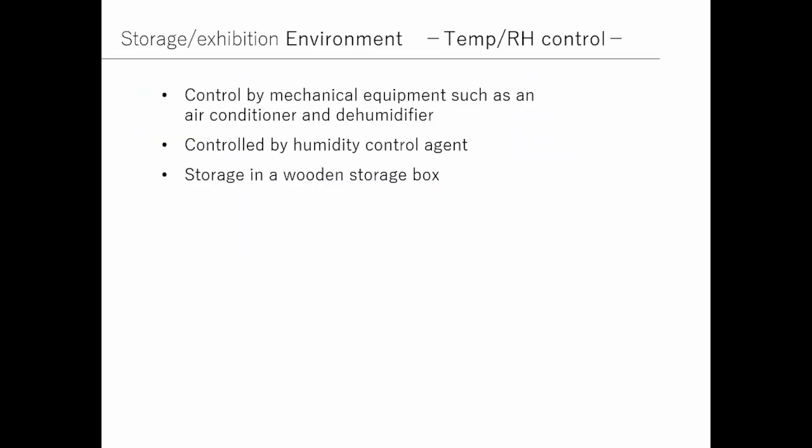I will now show some examples of how to control temperature and especially relative humidity. However, please note that the methods introduced here are designed for conditions of the Japanese climate. First, the most common technique is to use mechanical equipment, such as air conditioning and dehumidifiers. Next, the use of a material agent to control humidity, in combination with mechanical equipment, is common in exhibition environments such as museums.